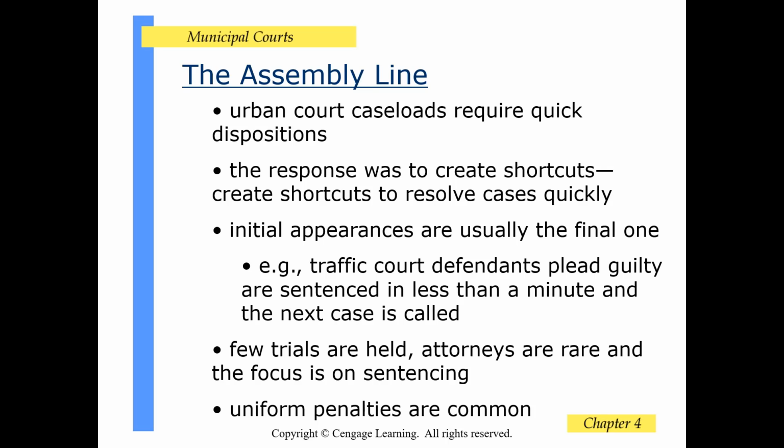Urban court caseloads require quick disposition and is considered the assembly line. The response was to create shortcuts to resolve cases quickly. Initial appearances are usually the final one. So these are things like traffic court, things of that nature. Few trials are held at all in these municipal courts, and attorneys are rare, and the focus is on the sentencing.